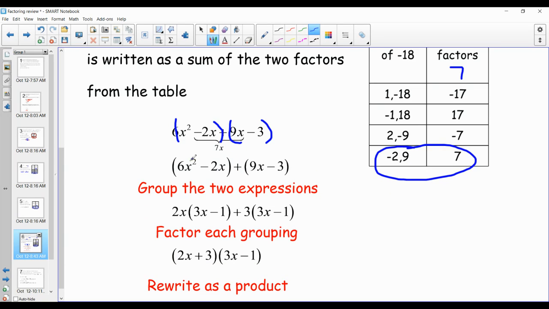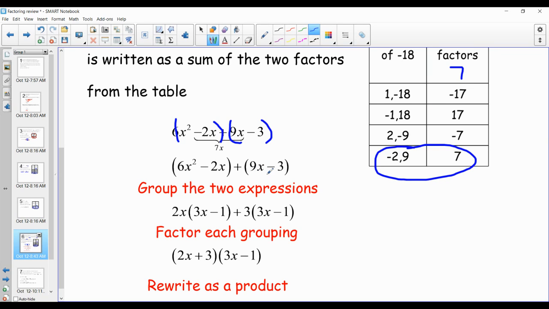Now I take out the GCF. What GCF is? 6x squared minus 2x is 2x. That leaves 3x minus 1. Here's a little hint. If we're doing it this way, this expression has to match this one. If it doesn't, you did something incorrectly.